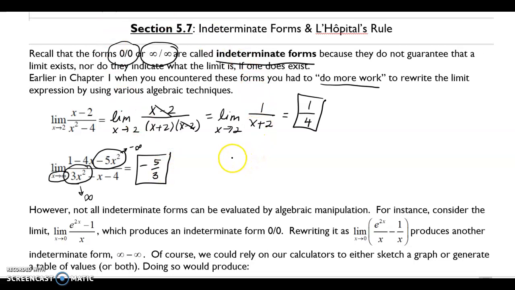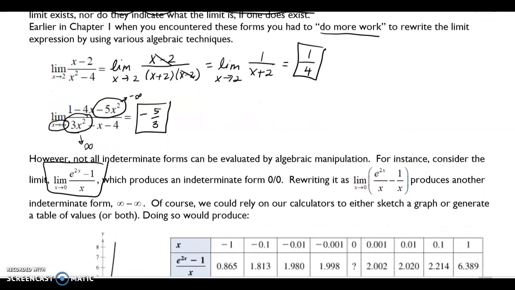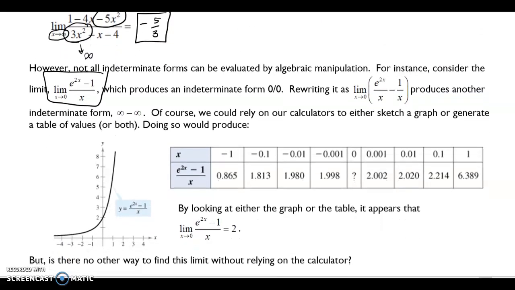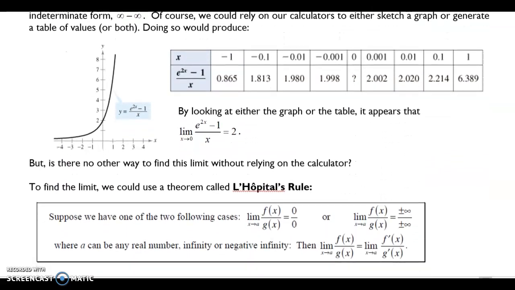However, not all indeterminate forms can be figured out by algebra or using the top-heavy, bottom-heavy rules. So for example, if we look at the limit as x approaches 0 of e to the 2x minus 1 over x, that's going to give me 0 over 0. I could try to factor, it's not really going to help me. I could try to divide, that's not really going to help me. We can fall back on some other techniques. We could look at a table of values or look at a graph. So for example, here I can see on my table of values, these values appear to approach 2. Same thing on my graph, it seems that this is 2. However, we want to be able to do this without using a calculator.